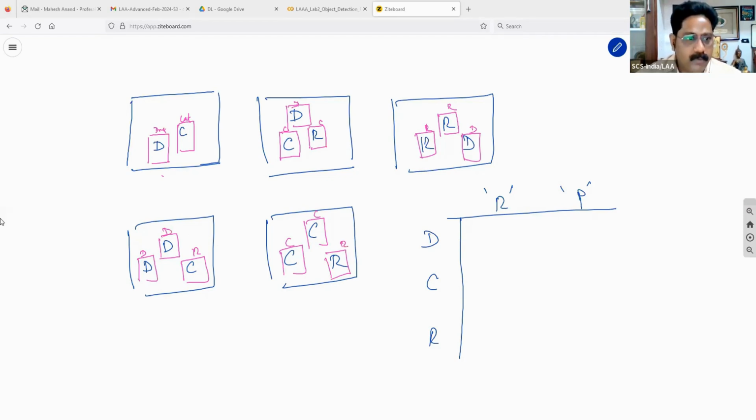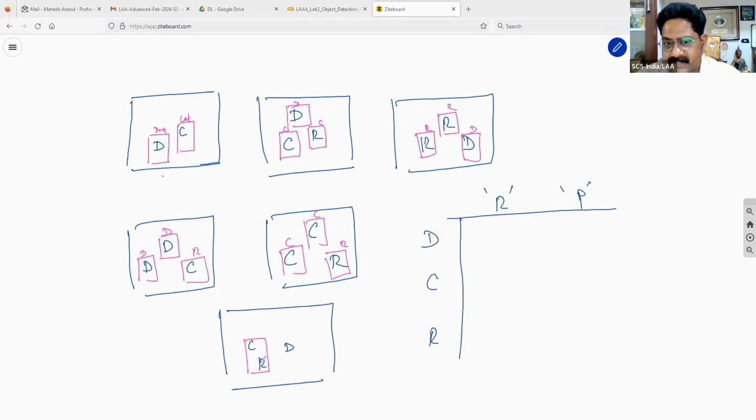Let me take one more validation image where a cat and a rabbit were touching each other very close, and one bounding box covers both, and there is a dog. That one bounding box covers both because both are cuddling, hugging each other, something like that. So what happens when the algorithm tries to find the probability score?